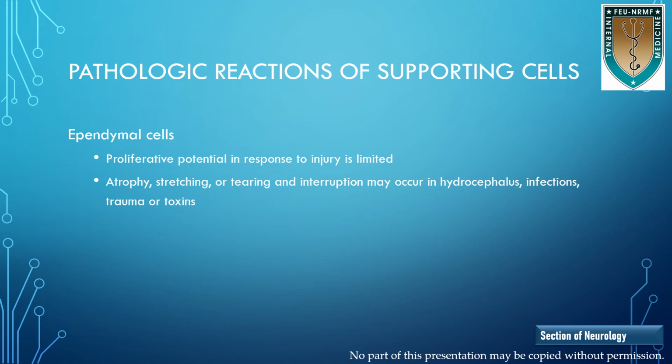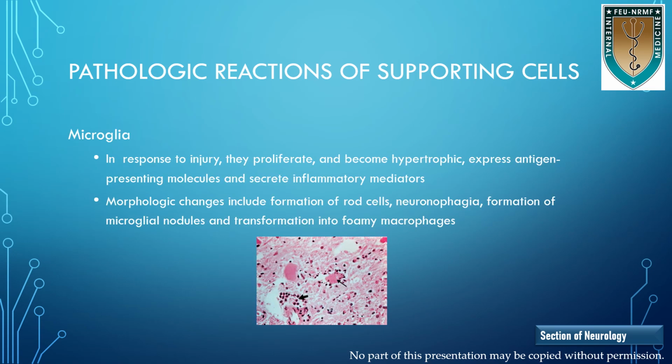Atrophy, stretching, or tearing, and interruption may occur in hydrocephalus or infections or trauma or toxins. The microglia, in response to injury, proliferate and become hypertrophic. They express antigen-presenting molecules and secrete inflammatory mediators. Morphologic changes include formation of rod cells and neuronophagia, just like here, no? And formation of microglial nodules and transformation into foamy macrophages.